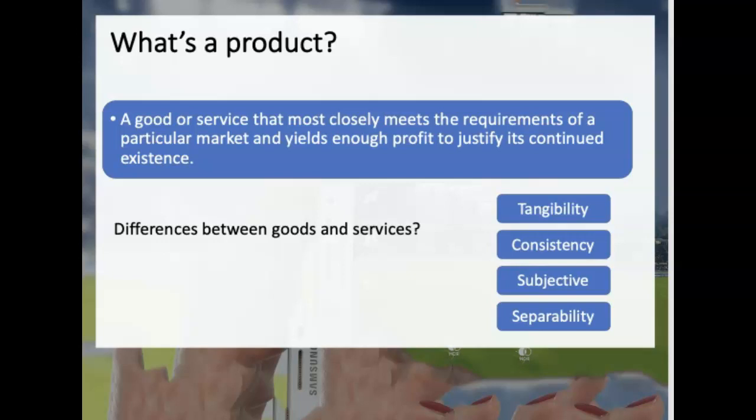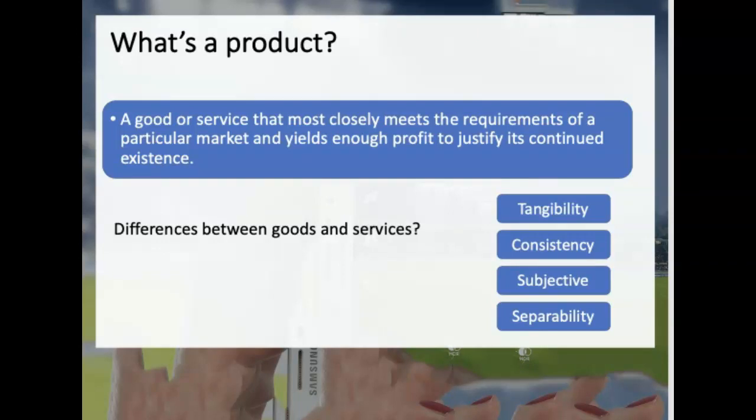So this experience is very subjective and could be impacted by many different factors, right? Goods and services also are separate. Goods are normally produced in one group, and then consumed later. With a service, it is being provided to you as you consume it, right? So this is about the products.